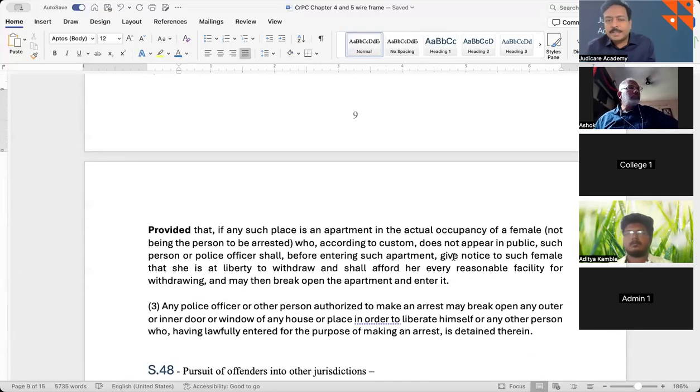Provided that if such place is an apartment in the actual occupancy of a female, not being the person to be arrested, who according to custom does not appear in public, for example a pardanashin, such person or police officer shall, before entering such apartment, give notice to such female that she is at liberty to withdraw, and shall afford her every reasonable facility for withdrawing, and may then break open the apartment and enter it.